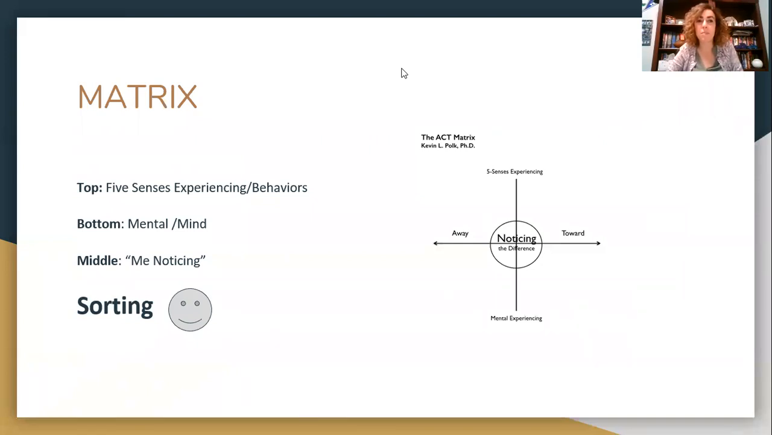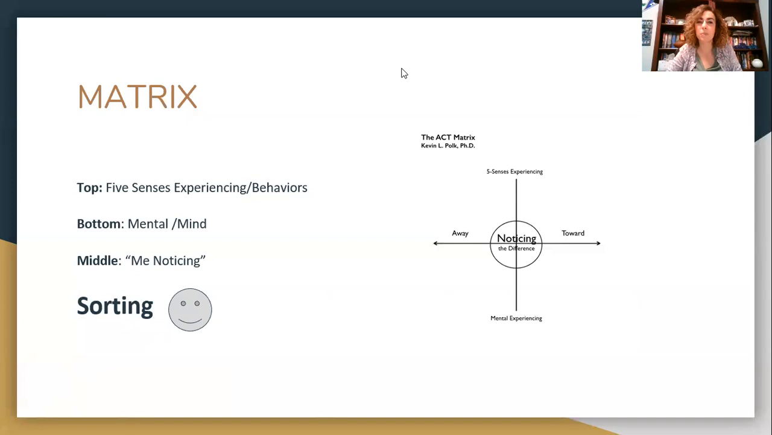So we will start off with introducing you to the matrix if you don't know it, and for those of you that do know the matrix, it will be a brief review. As you can see on your screen, the matrix is a horizontal line and a vertical line, and in the middle is a circle. That's you. You're in the middle of the matrix, and you're noticing what's going on.